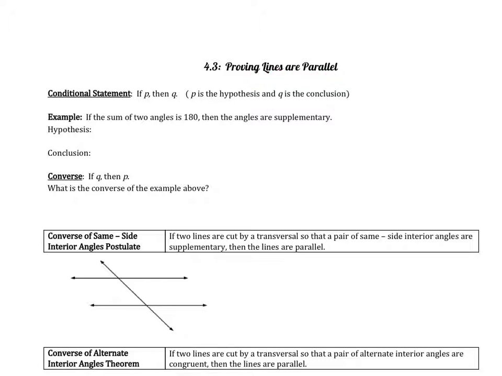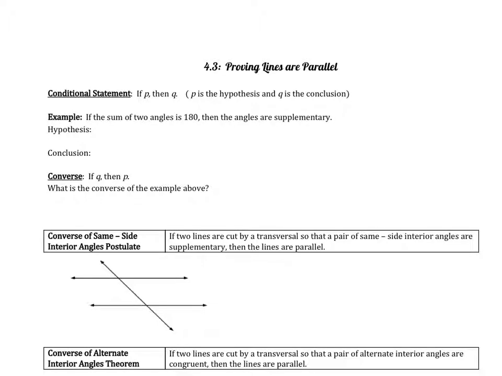Before we're able to prove that two lines are parallel, it's important that we understand what a conditional statement and what a converse statement are. A conditional statement is just an if-then statement. So if P, then Q. And remember, P we call the hypothesis, and Q we call the conclusion.